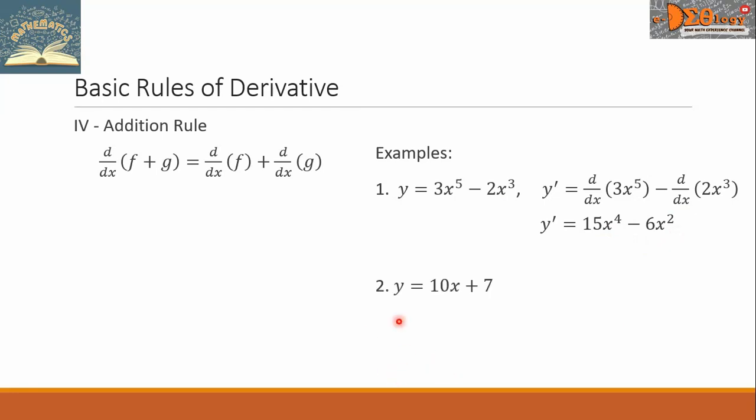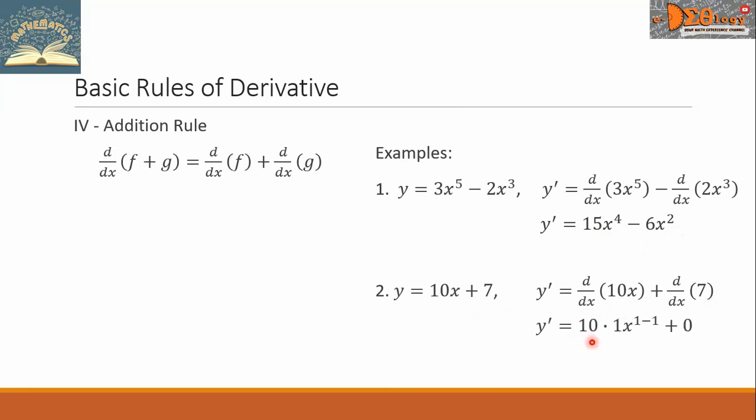Example 2, y equals 10x plus 7. Again, we're going to take the derivative of 10x plus the derivative of 7. For the derivative of 10x, we have 10 times 1 times x raised to the power 1 minus 1 plus the derivative of 7, which is a constant, is 0.